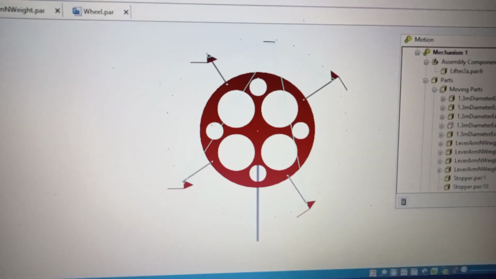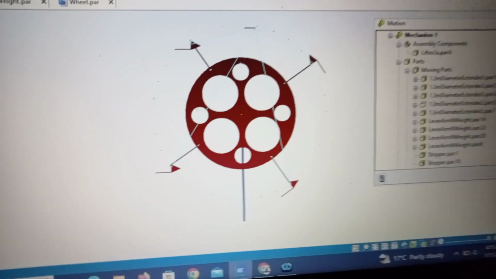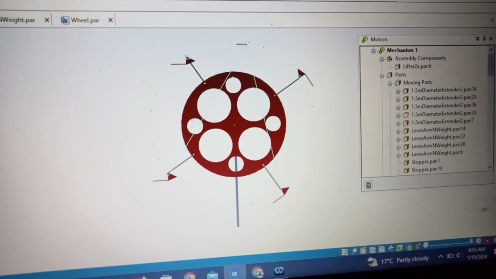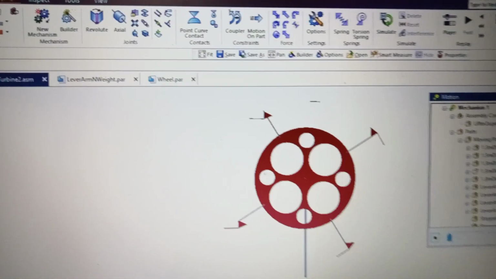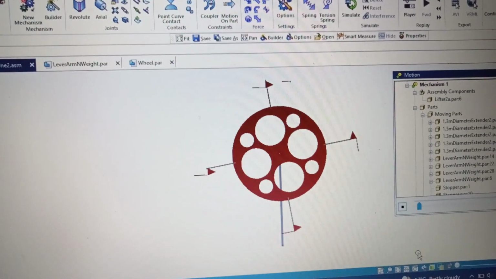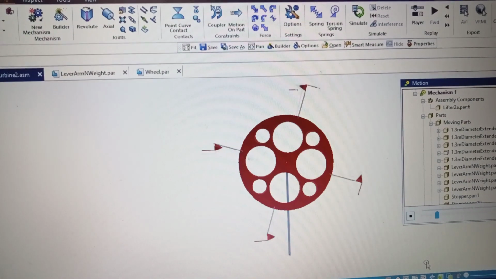But let me run the simulation. You see for yourself and make your own judgment. So I'll start the simulation. The simulation starts and the wheel starts spinning fast. The first lever arm is lifted and the second lever arm is lifted.